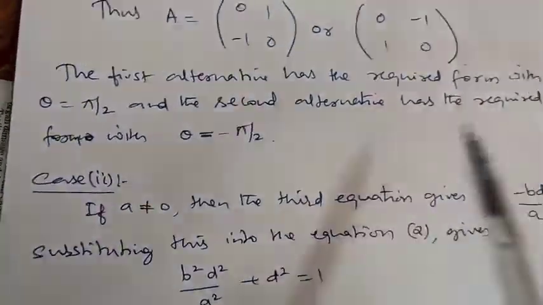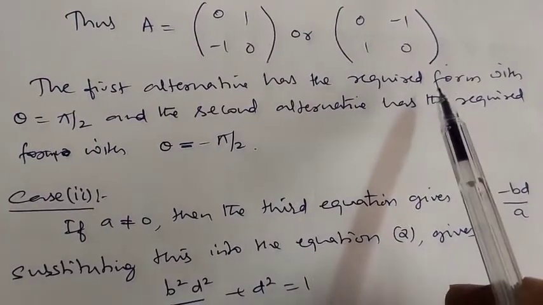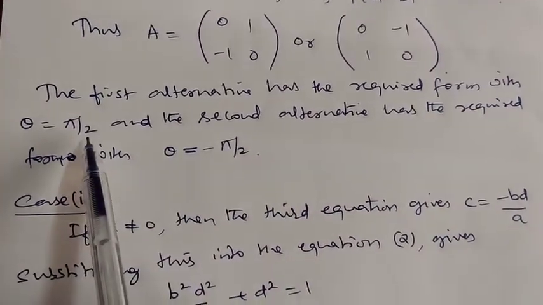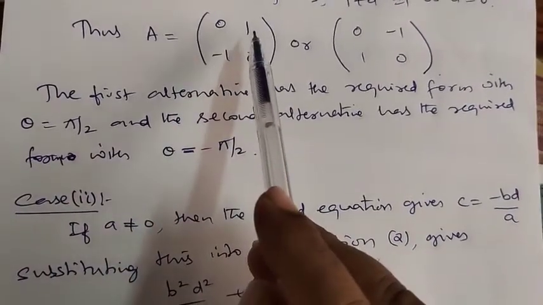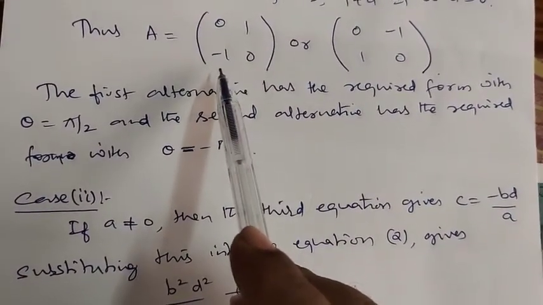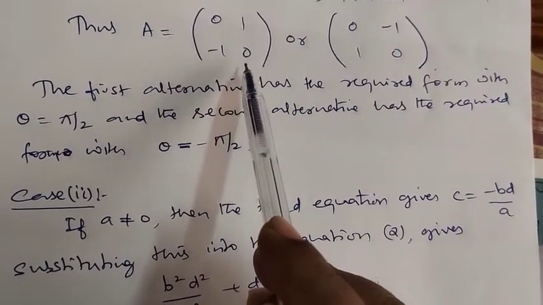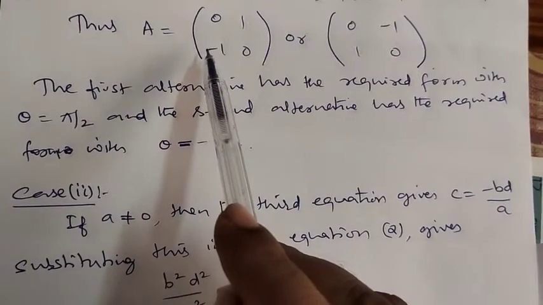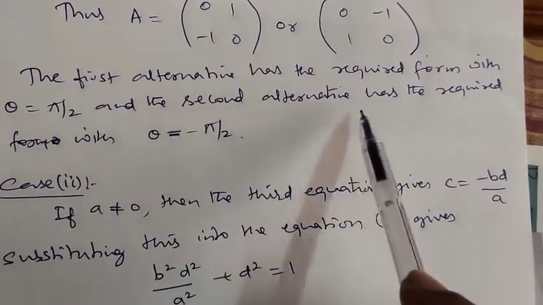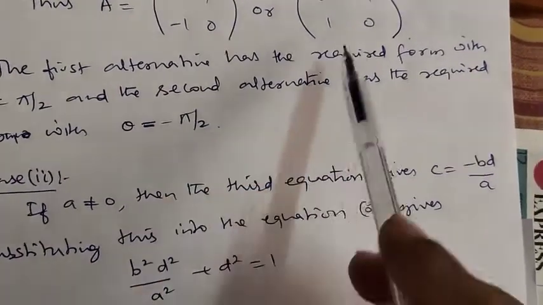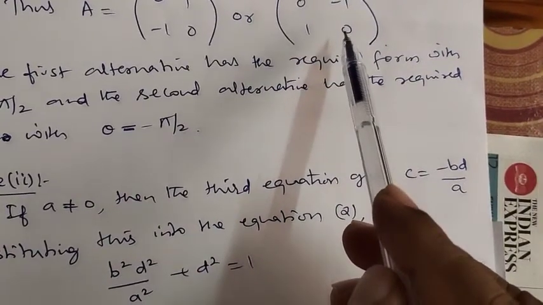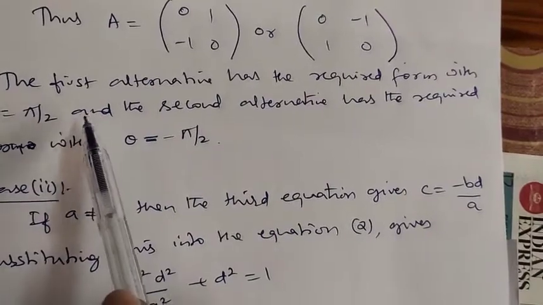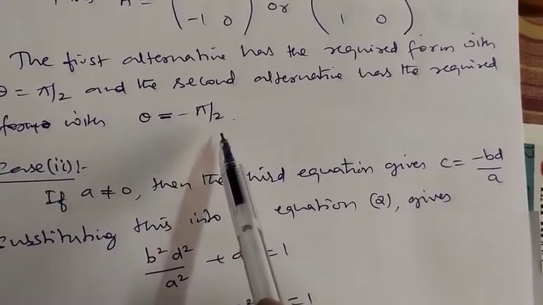The first alternative has the required form with theta equal to pi by 2, because cos pi by 2 is 0, sin pi by 2 is 1, minus sin pi by 2 is minus 1, and cos pi by 2 is 0. So with theta equal to pi by 2, this is the required form. And the second alternative has the required form with theta equal to minus pi by 2. So this is the required form with theta equal to plus pi by 2 and theta equal to minus pi by 2.